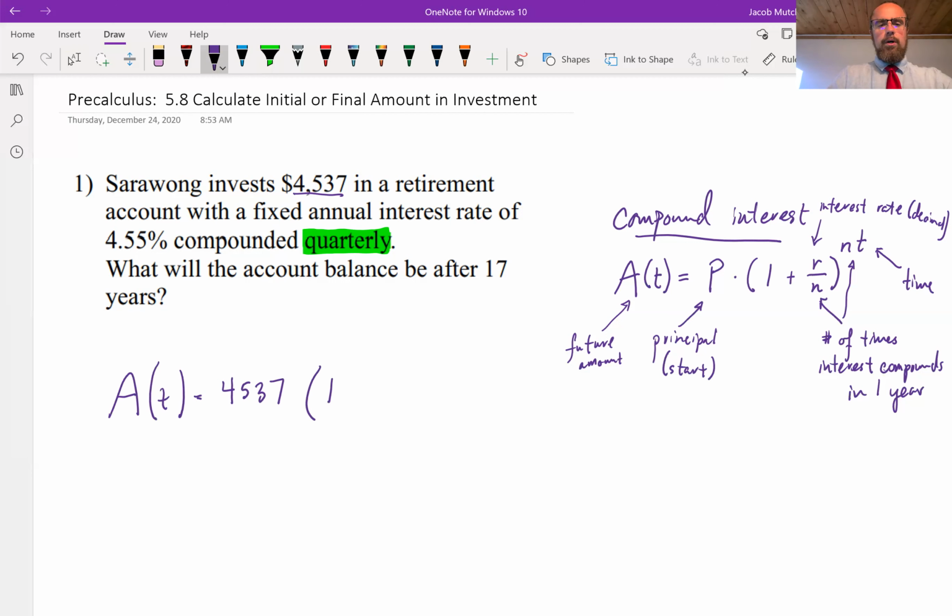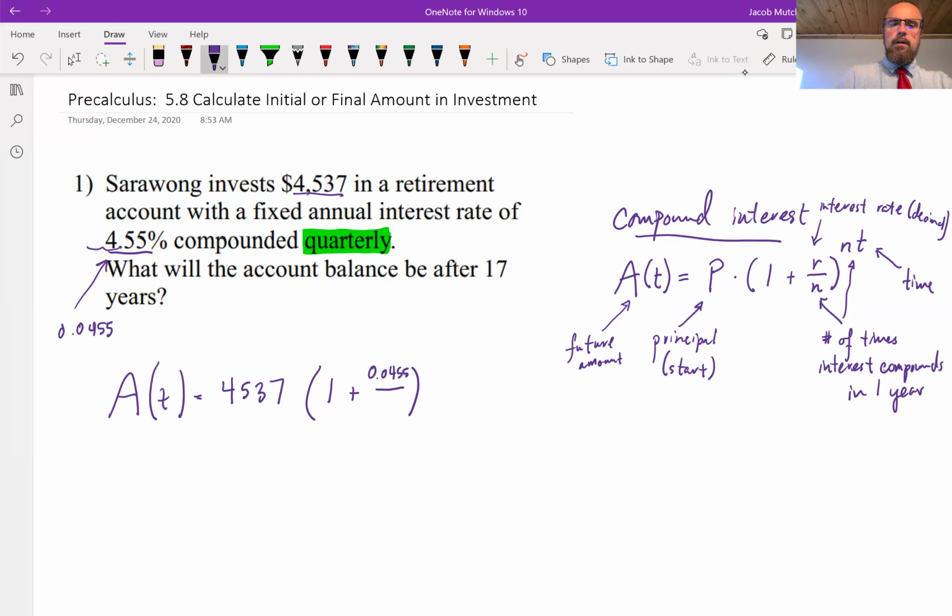That's times the base 1 plus, so it's a fraction of my rate divided by my number of times that I compound the interest in 1 year. So if the rate is 4.55%, that's equivalent, if I move the decimal 2 to the left, to 0.0455. And that's the decimal value that I want to use. So that rate, you do want to convert it over into a decimal over the n value.